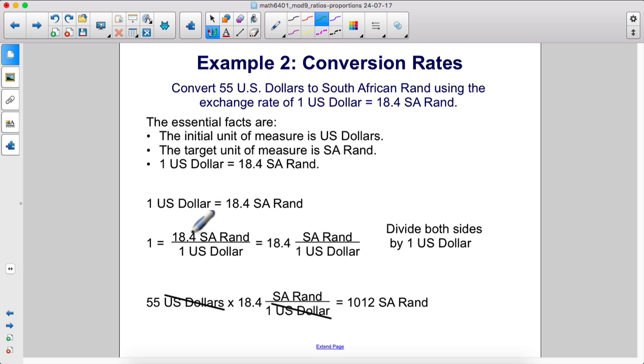Alright, so you're going to put the target units on top in the fraction. So because these are equivalent, if we divide one by the other, you get 1. So 18.4 South African rand over 1 US dollar, well, that's just equal to 1, so we're allowed to multiply by it. Alright, so we start with 55 US dollars. We multiply by our conversion factor here. Now look at that, US dollars cancels out, which is good. And we are left with South African rand, and so then we also just have to multiply 55 by 18.4, and we get 1,012 South African rand.